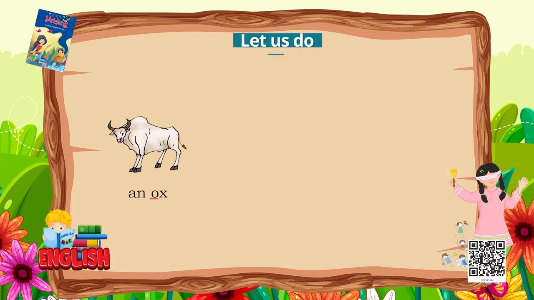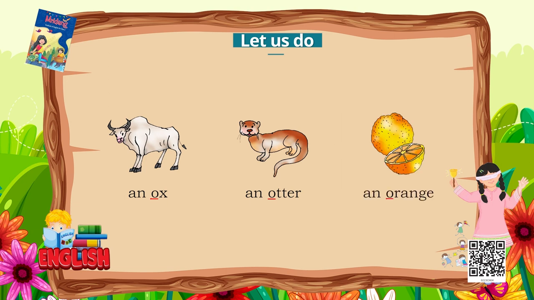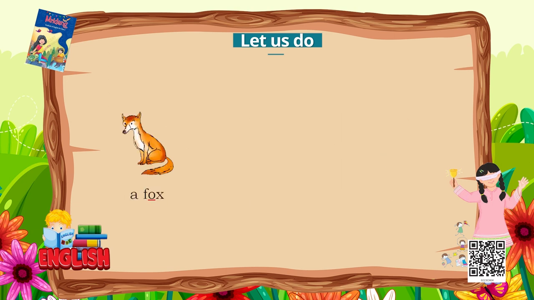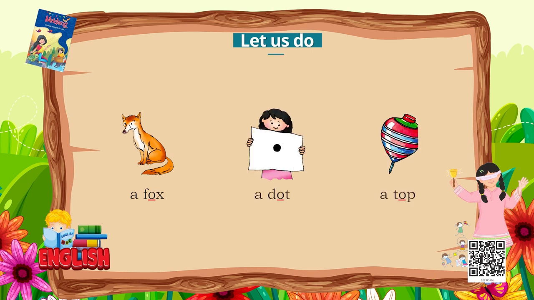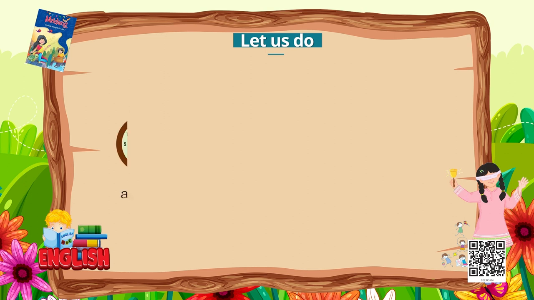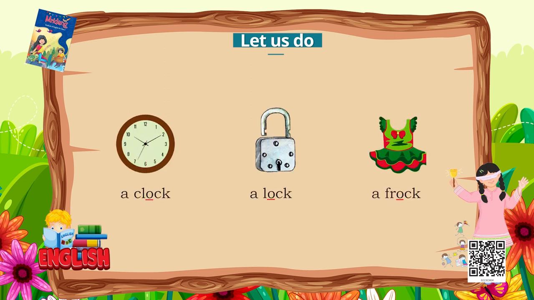Let us learn the sound of O in these words. An ox. An otter. An orange, a fox, a dot, a top, a clock, a lock, a frock.